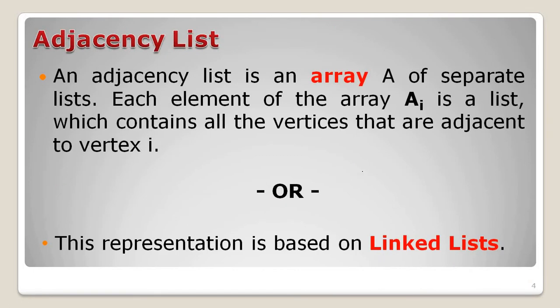Now the thing is, what do you mean by adjacency list representation of a graph? So the other way to represent a graph is using an adjacency list. An adjacency list is an array, a set of lists. Each element of the array A[i] is the list which contains all the vertices that are adjacent to vertex i. It means that the adjacency list we can represent by using the concept of an array.